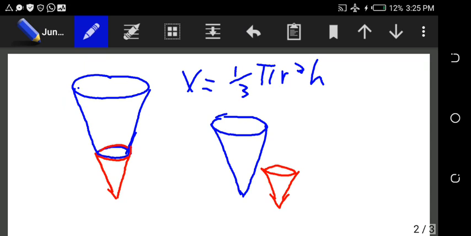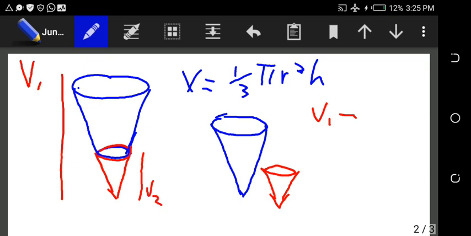is to find the volume of the bigger cone, which we can call V1, minus the volume of the smaller cone, so this is V1 and this is V2. When we find the volume of the bigger cone minus the volume of the smaller cone, what is left is simply the volume of the frustum.